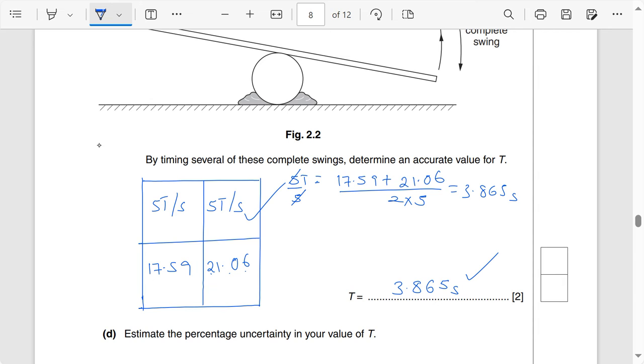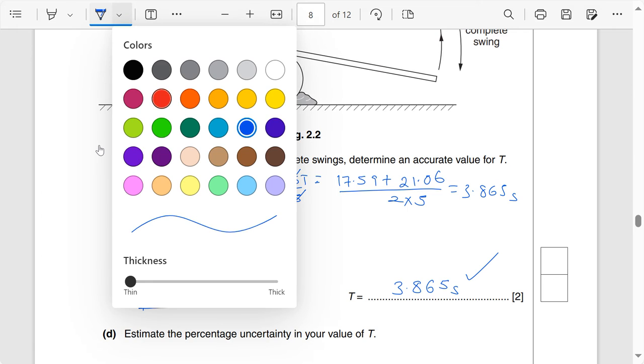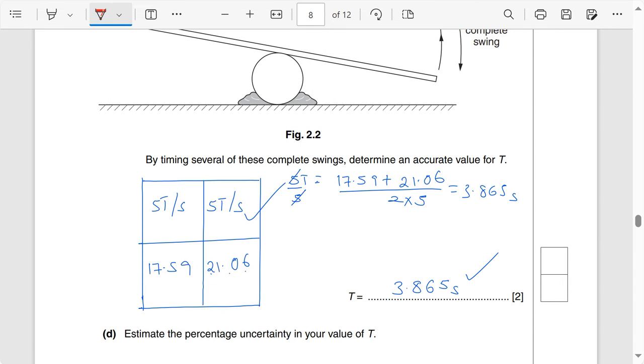You can check with 10 oscillations. If you time 10 oscillations and you repeat, then in the table you would write 10t in seconds, and repeat 10t in seconds. You obtain the values. Then find the time for one oscillation. You would say 10t is equal to the first attempt plus the second attempt.